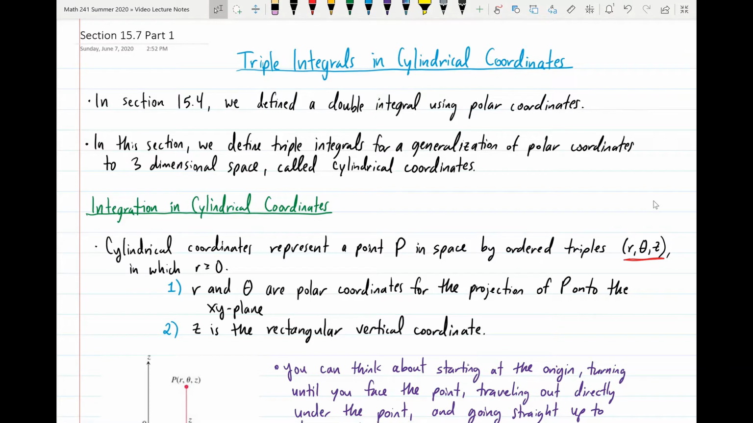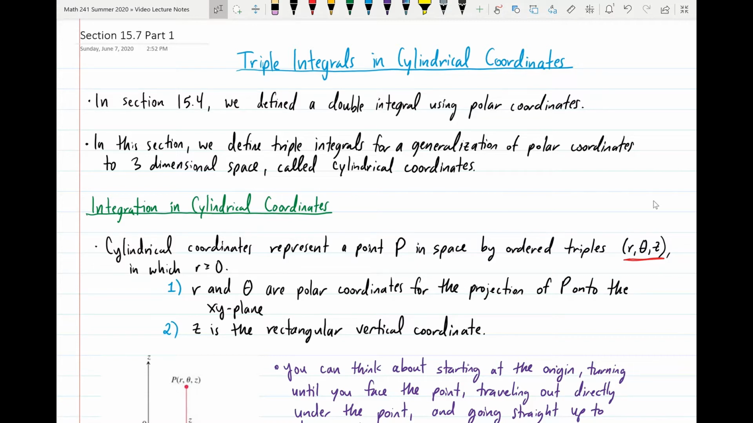So in this video we'll cover section 15.7, just the first half where we talk about triple integrals in cylindrical coordinates. So remember from section 15.4 that we defined a double integral for functions in polar coordinates or regions in the plane in polar coordinates. And in this section, we're going to define triple integrals for a generalization of polar coordinates to three-dimensional space.